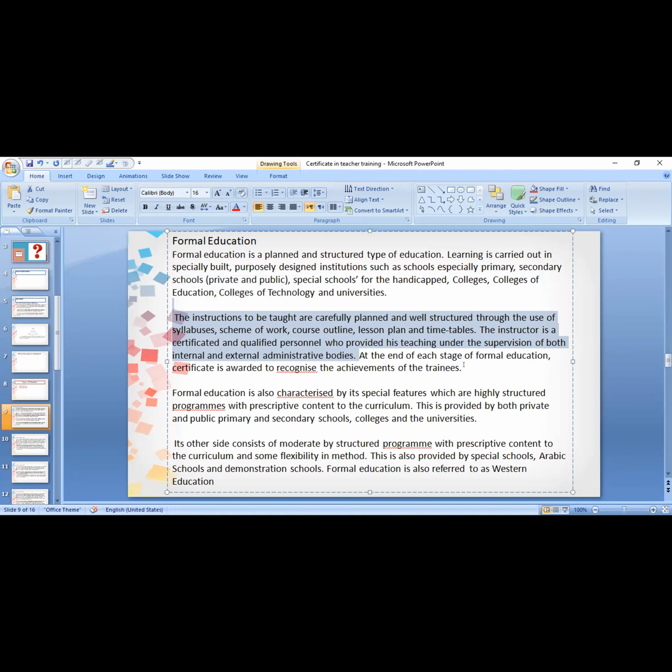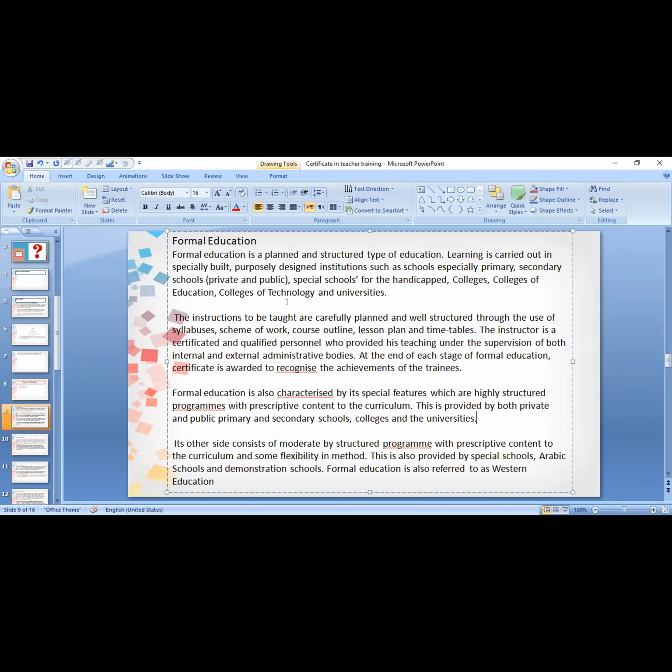At the end of each stage, formal education certificate is awarded to recognize the achievements of the trainee. So at the end of this program, you will be receiving the award, right? Award. You will be receiving the award. Formal education is also characterized by its special features, which are highly structured programs with prescriptive content of the curriculum. So it also will have the curriculum as well. This is provided by both private and public primary, secondary college.